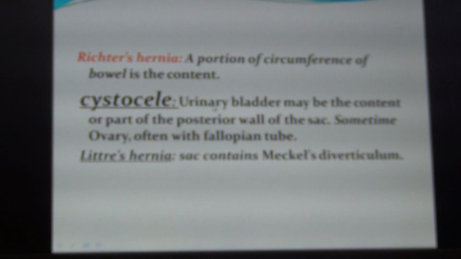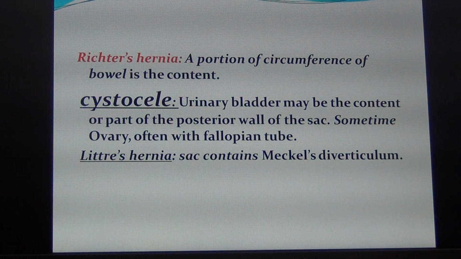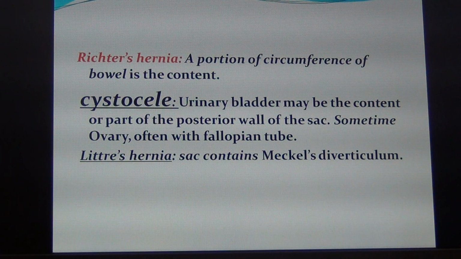Richter's hernia, a portion of the circumference of the bowel is usually present. Cystocele, the urinary bladder may be the content of the sac, often with fallopian tube. Littre's hernia, the sac contains the Meckel's diverticulum.